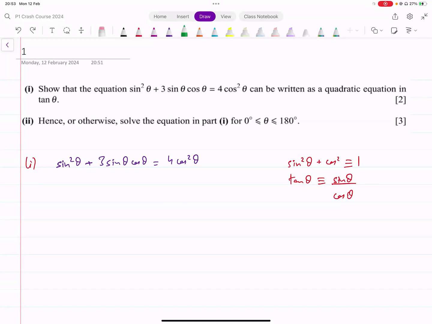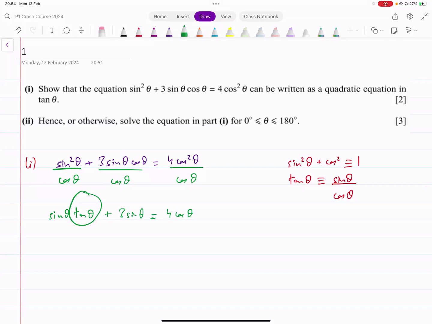So the idea behind that is that for tan, we want cos in the denominator, right? So if we divide the whole equation by cos, what does that give you? You have sine theta. This is sine square theta, so one power can be separated, and the rest, sine over cos, can be written as tan theta. And here you have 3 sine theta. And on the right side, you have 4 cos theta.